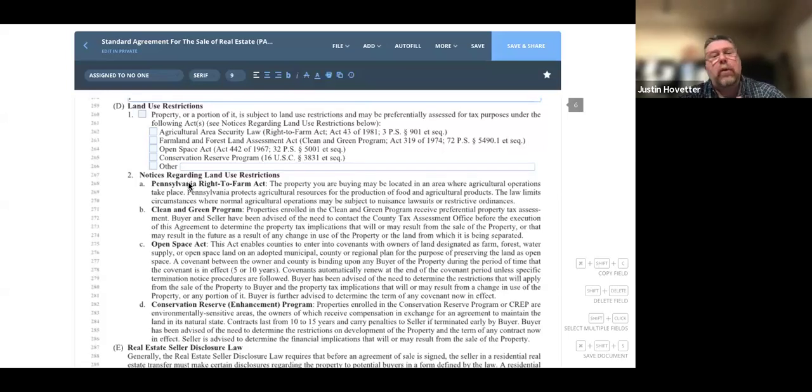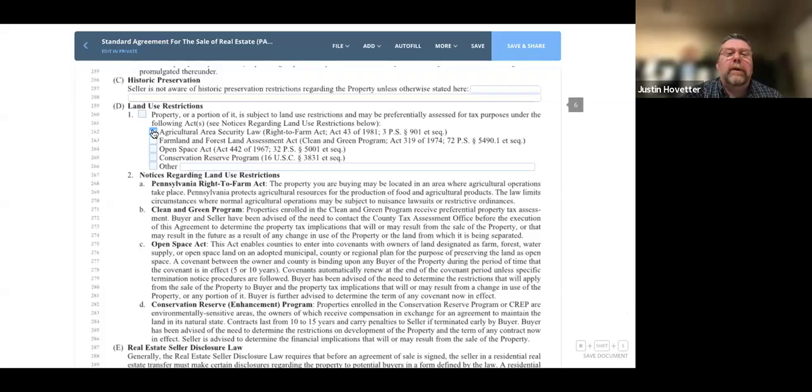Land use restrictions. The one that we most often come across is clean and green. That's Farmland and Forest Assessment Act. There are agriculture area security. That is where you sell an easement for the property, and basically you can't do anything with that land except farm it. You might be able to build one house there. This agriculture area security, that drastically impacts the value of a property. Farmland and clean and green.